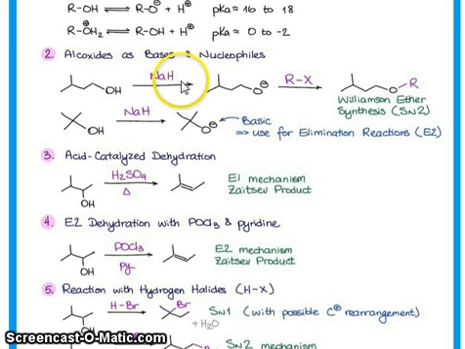Second important reaction, alkoxide as bases and nucleophiles. So this is sodium hydride. Remove this proton and forming this alkoxide. It reacts with RX, alkyl halide, and forms ether. This reaction is known as Williamson ether synthesis, and this is an SN2 reaction.